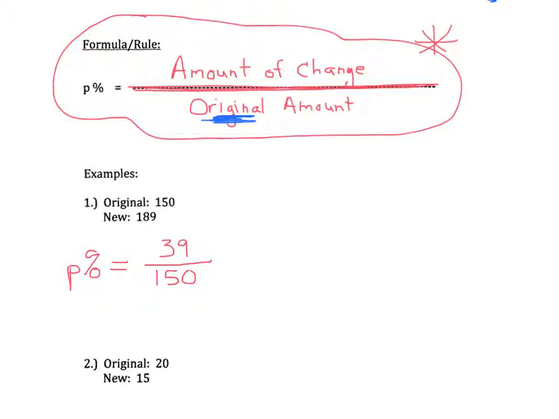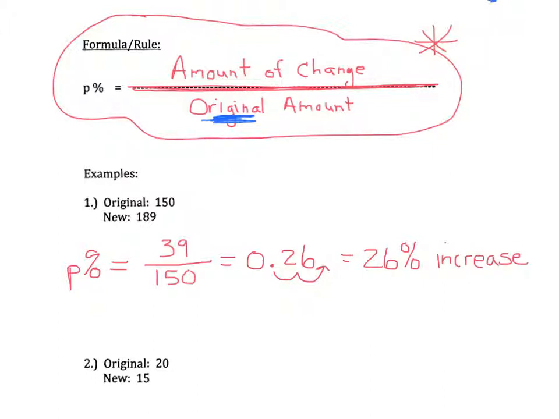Okay, now this is a percent, so we have to change this fraction to a percent. All you have to do is just grab a calculator and divide. So type 39 divided by 150. And your calculator will give you a decimal, 0.26. And to change a decimal into a percent, you just move that decimal over 2 places to the right. And you will get a 26% increase, which also is important. You have to write it down as an increase or decrease.